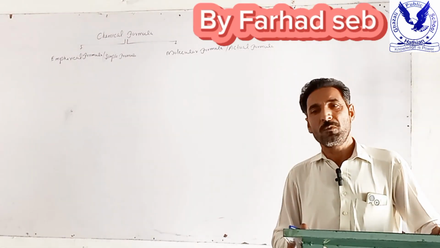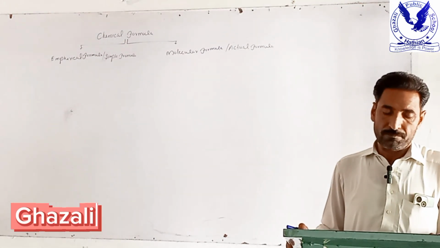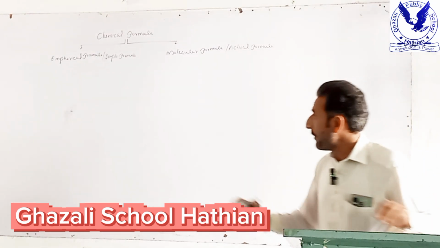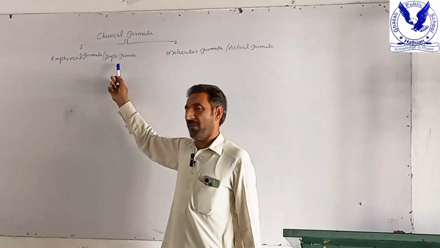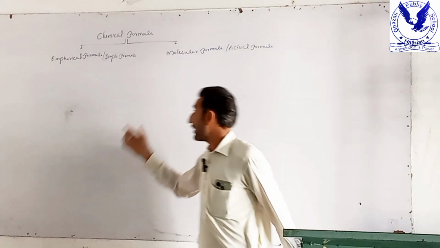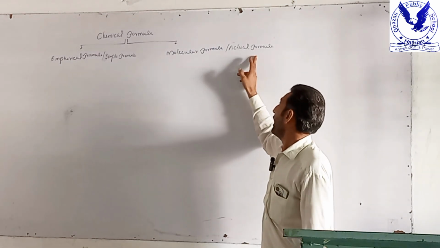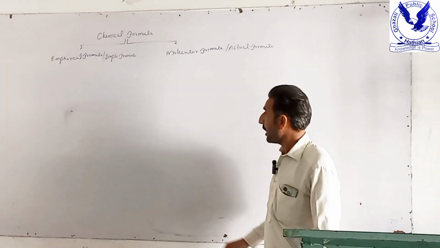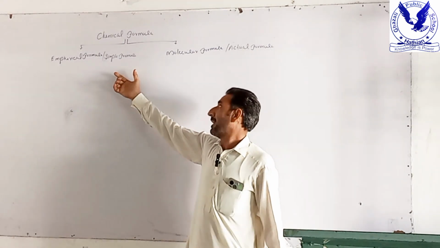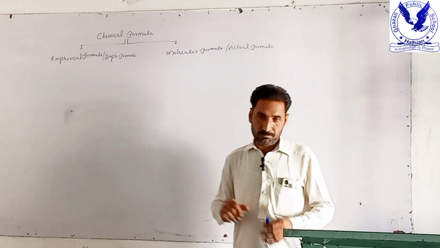So far we have discussed something about the chemical formula and its types. Basically, a chemical formula is of two types. The empirical formula or simple formula. The second one is the molecular formula or actual formula. These two formulas represent the same compound.